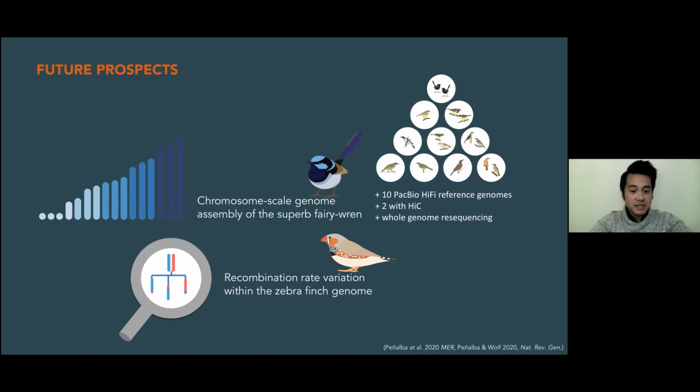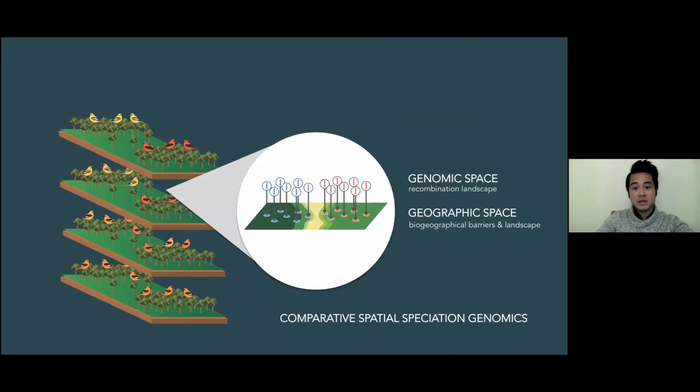And then lending that to some of the work that I've been doing with Jochen, really trying to understand how to infer recombination rate variation within the genome. And pairing these two together, what I'm really interested in is observing this variation in genomic space, as well as geographic space, in a comparative spatial context. So really trying to get at speciation from these different perspectives, not just pairwise comparisons of populations, but across the geographic landscape, as well as different levels of divergence.